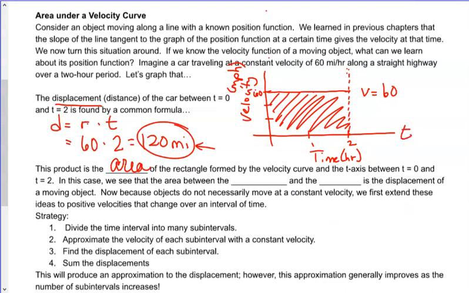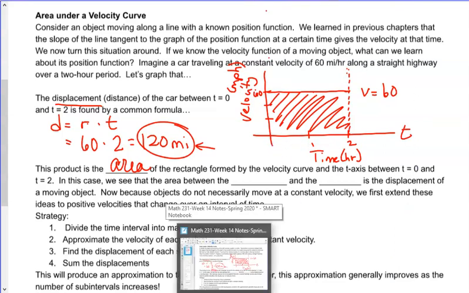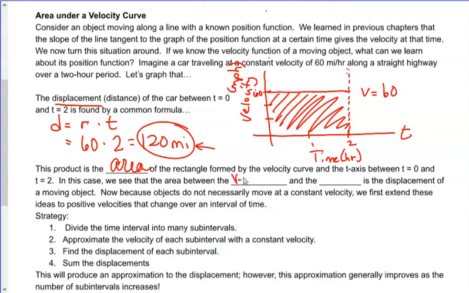So this is our t-axis between 0 and 2. In this case, we see that the area between the velocity, v equaling 60, and the t-axis, so I stopped here at my t-axis, I did everything in between that velocity curve and the t-axis, is the displacement or the distance of the moving object.